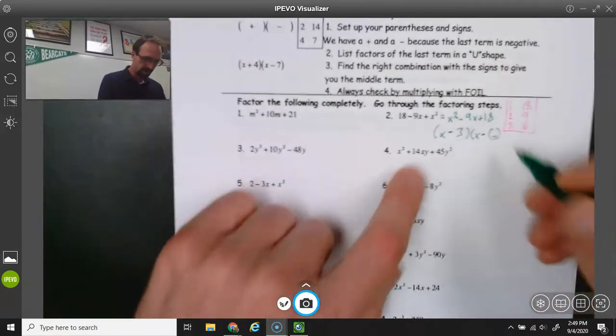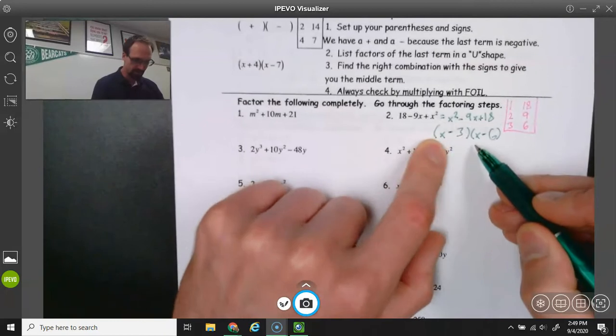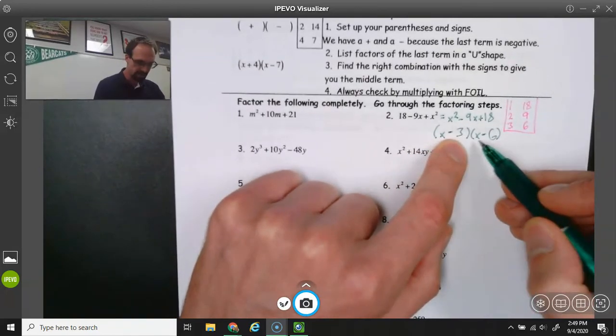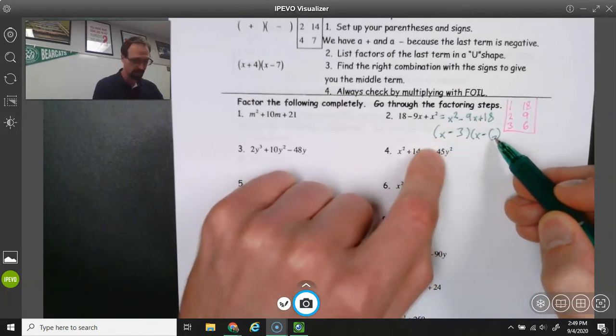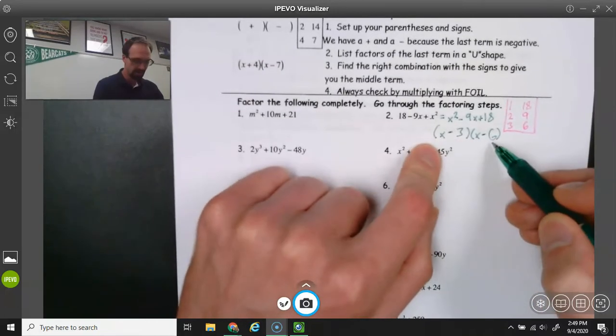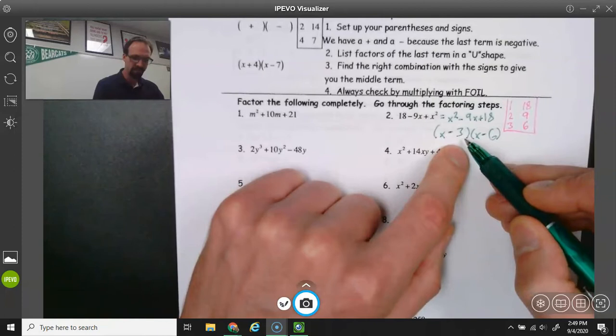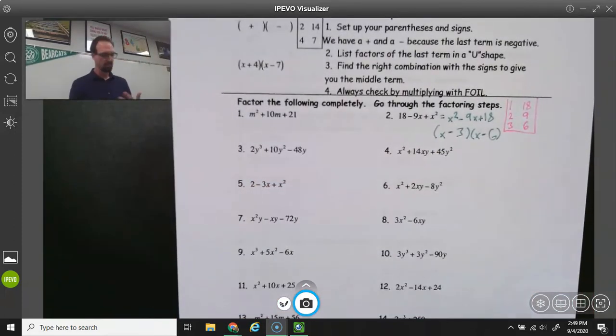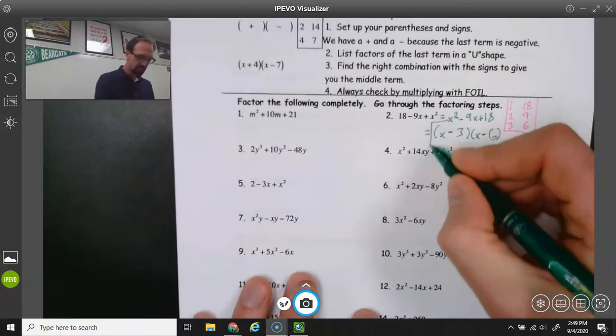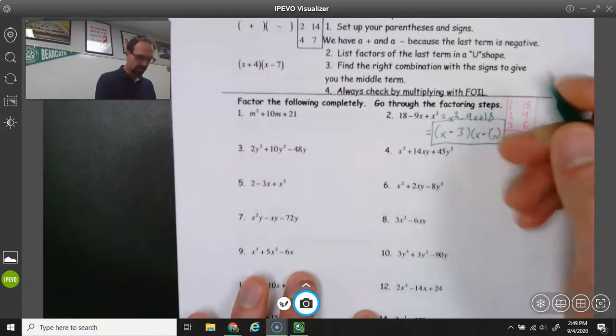So now, just going to quickly check: x times x is x squared. -3 times x is -3x plus -6 times x. So -3x and -6x, that's -9x. And then -3 and -6 multiplied together gives me a positive 18. This worked out well. So there is number 2.